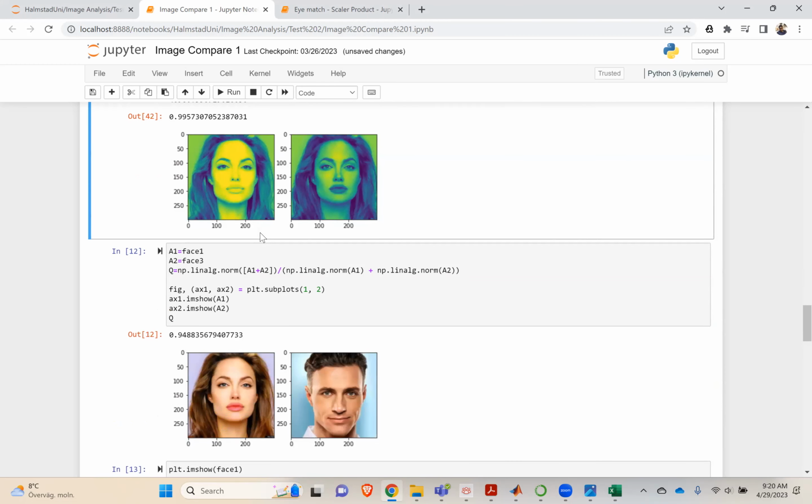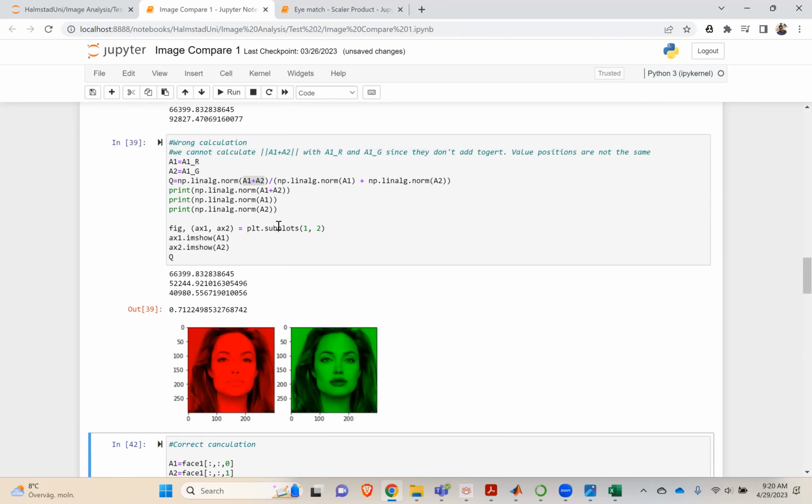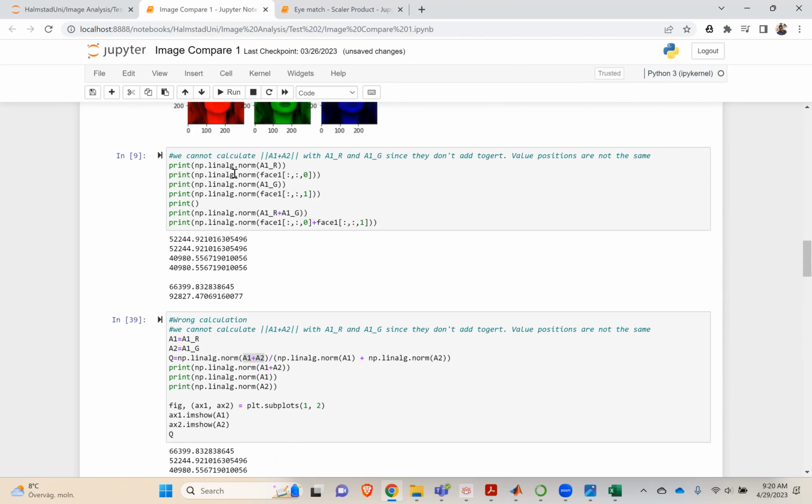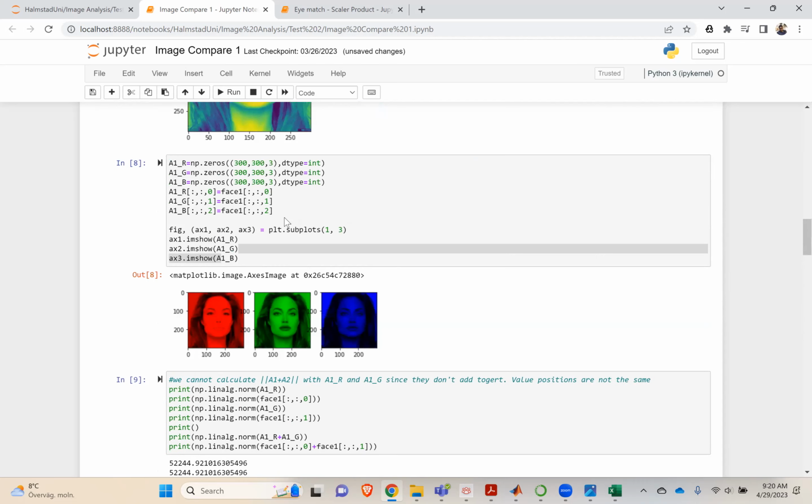Again, but the image before, you said 0.71, right? No, it's like one part is wrong. What is wrong actually?